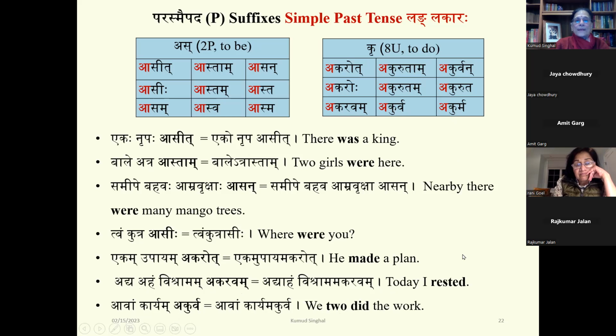I have the Atmanepada declension, but I think I will do that in the next class. And I think I will end the class here because all these conjugations are too many. So if you have any questions, you can ask. Any part, if you want me to go over again, I can. We have still 10 minutes.